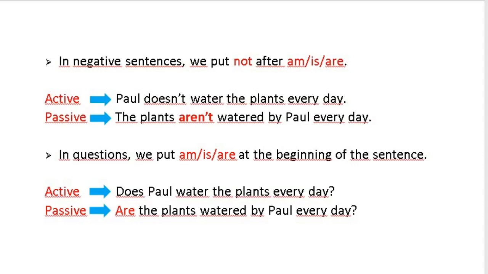In questions, we put am, is, are at the beginning of the sentence. Does Paul water the plants every day? This is the active sentence. Now let's look at the passive form. We put are at the beginning of our sentence. Are the plants watered by Paul every day? By Paul is our agent in this sentence.